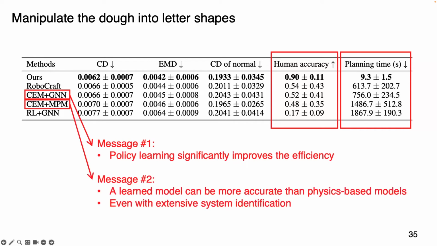We also compare our method with a baseline that uses a state-of-the-art physics-based simulation method, which is named the material point method, abbreviated as MPM. We observe that even with extensive system identification, the identified MPM simulation is still noticeably worse than our dynamics model in terms of prediction accuracy. And our model, learned only from real data, turns out to work the best.